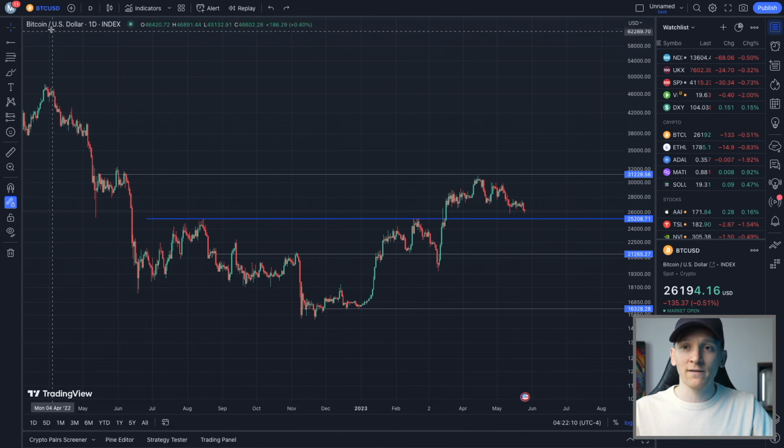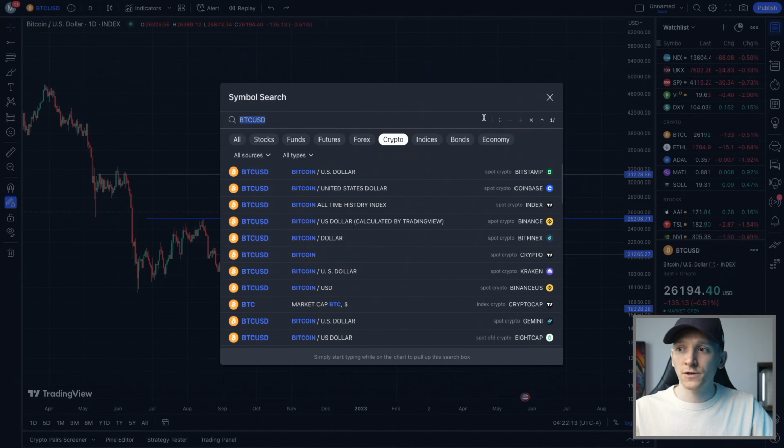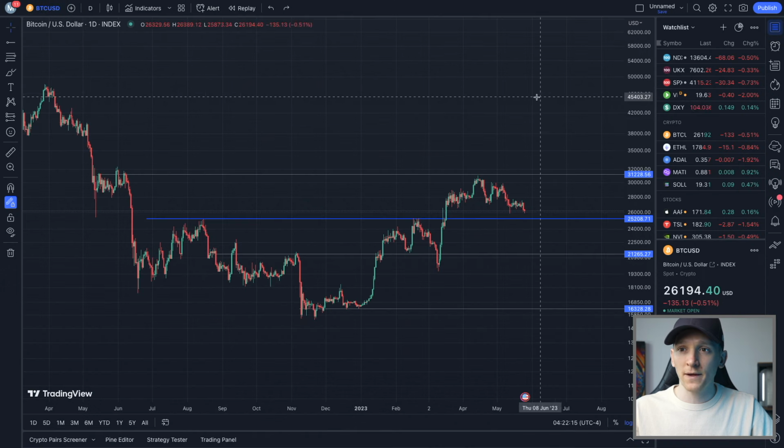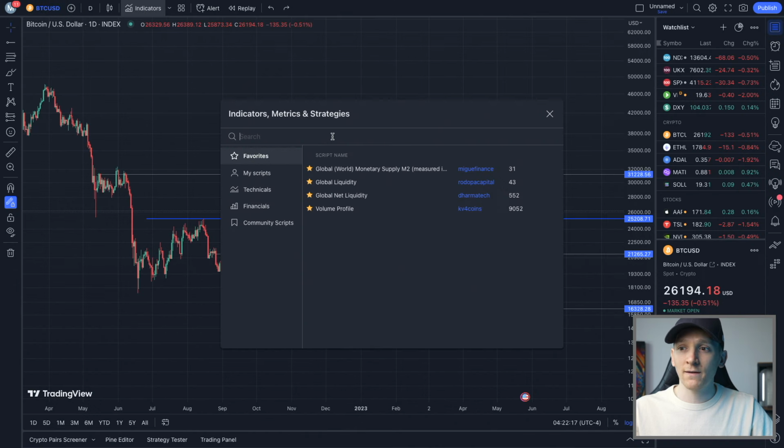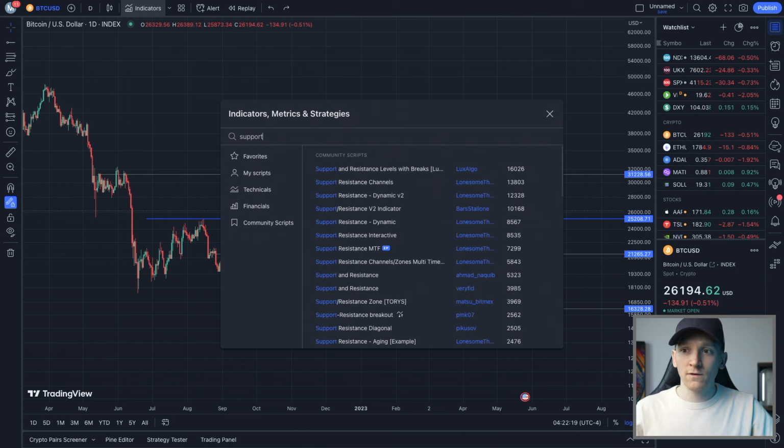Then we can come to the asset we want to trade, top left, symbol search for the asset that you want to trade. For me, it's Bitcoin. Then we can go to indicators right here, and we're just going to type in support. The first one here is support and resistance levels with breaks. Now, this is not just support and resistance levels. It's also trying to give you areas where you could potentially trade those breaks of the support and resistance levels as well.